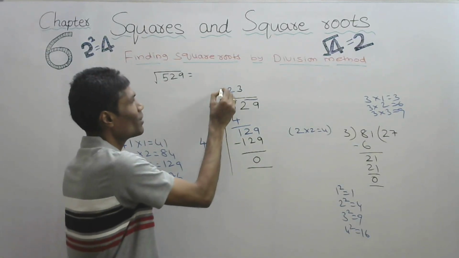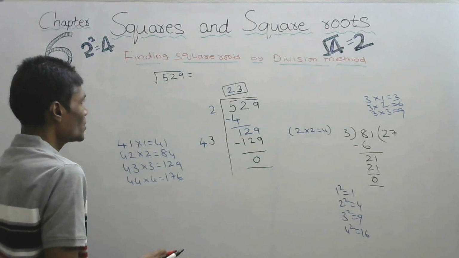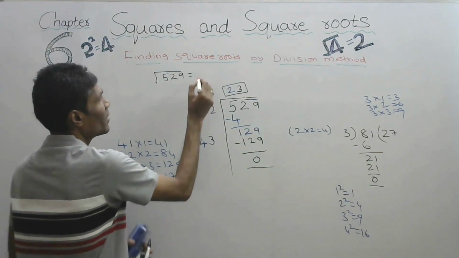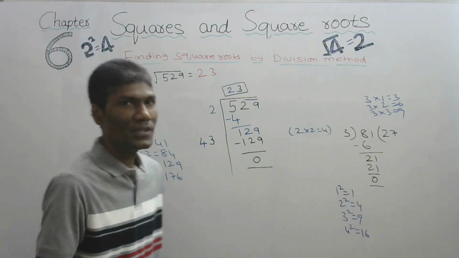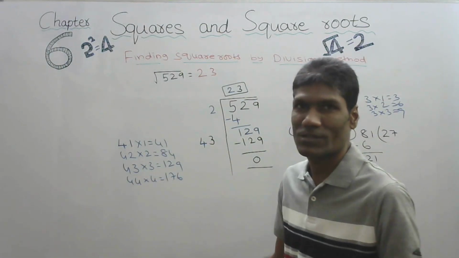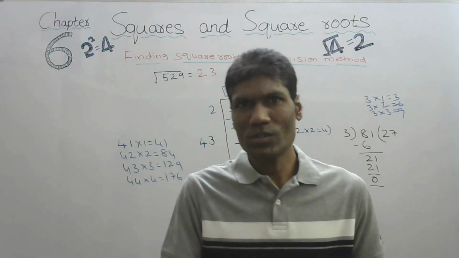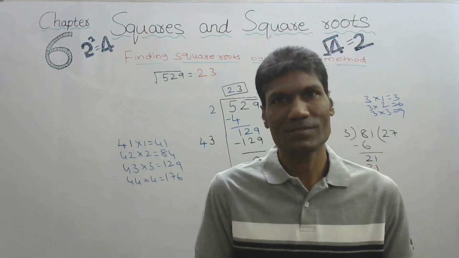So the answer will be this number, 23. So the square root of 529 is 23. This is how we will do this. Let us do this with a bigger number so that it will be more clear.